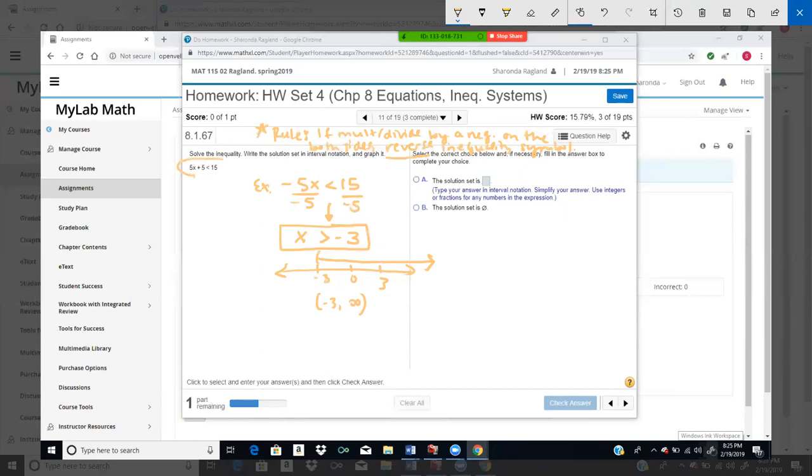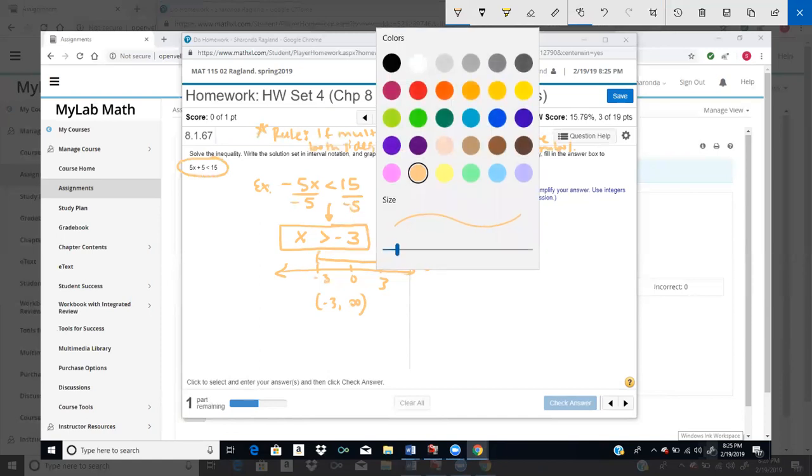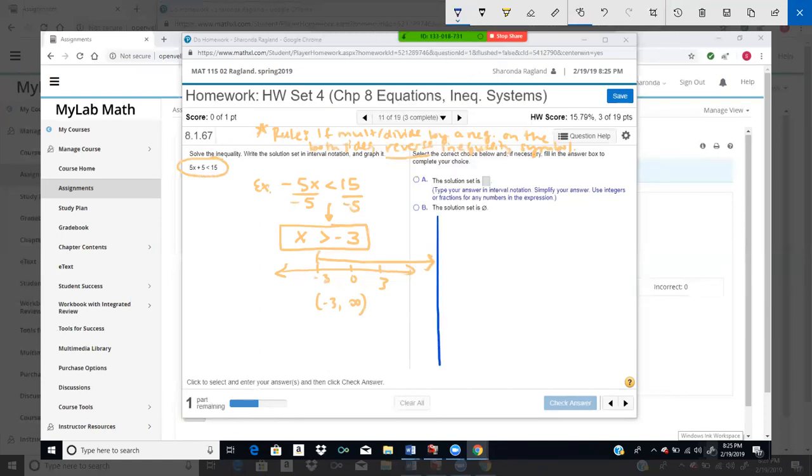All right, so now let's do this one. Solving this one. You have 5x plus 5 is less than 15. Solve this, -5 on both sides. 5x is less than 10. Divide by 5, so x is less than 2.